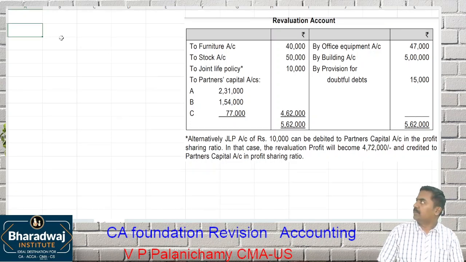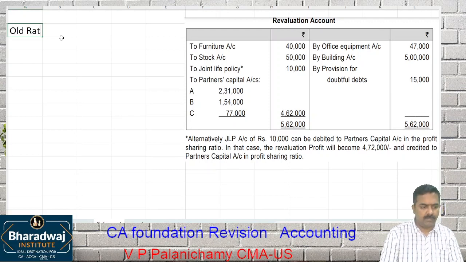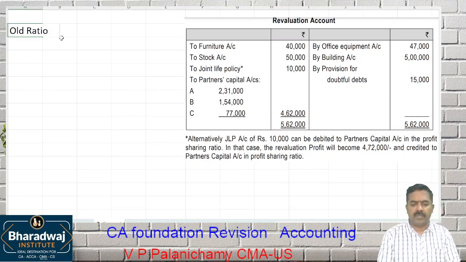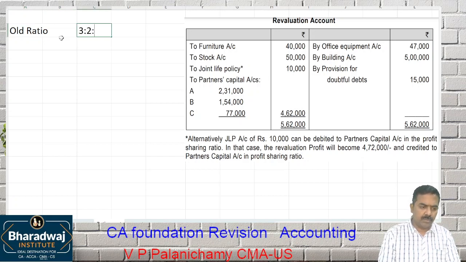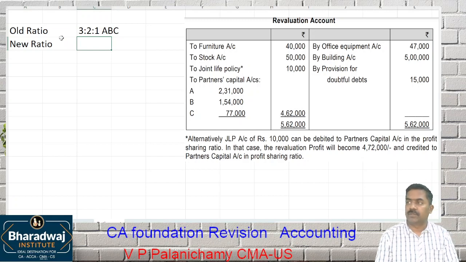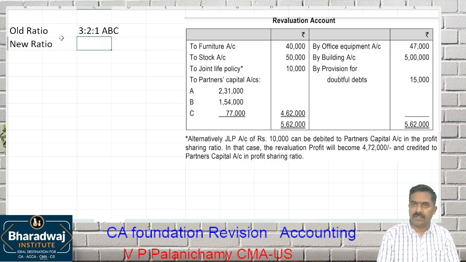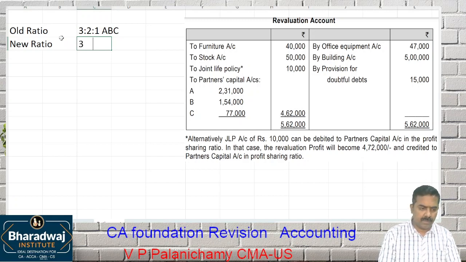What is the old ratio? What is the old ratio of A, B, C? 3:2:1. What is the new ratio? New ratio, what is the new ratio? 3:1. B retired, huh? Yes, sir. So 3:1.